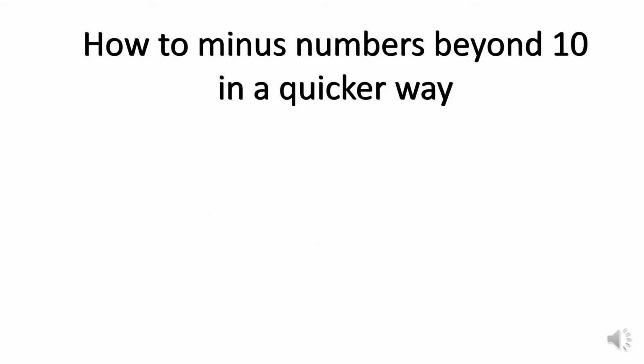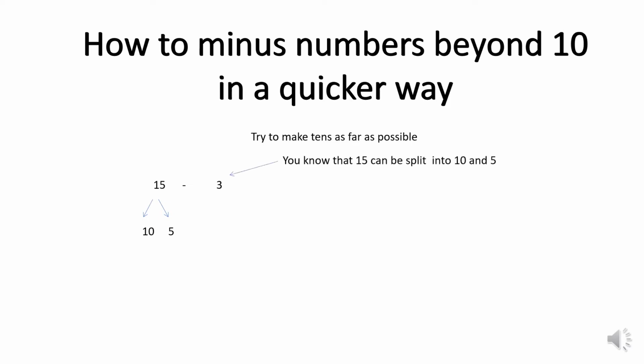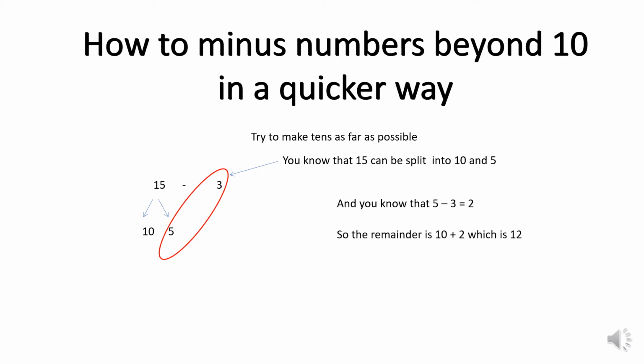How to minus numbers beyond 10 in a quicker way? Let's take the equation 15 minus 3. Now what you try to do is to make tens as far as possible. So you could split 15 into 10 and 5. And then using the 5 from 15, 5 minus 3 will give you 2. And you know that you've got a 10 left. So 10 plus 2 would be 12. In other words, 15 minus 3 is 12. This is really useful for mental sums.